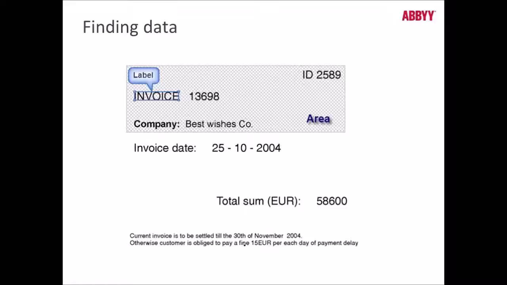The third alternative is the string Company Best Wishes Co. This is not the number of the invoice, but the name of the company. The word Company is the caption of a field, and the words Best Wishes Co are the contents of the field. Next, the digits 13698 are the contents of the invoice number field.